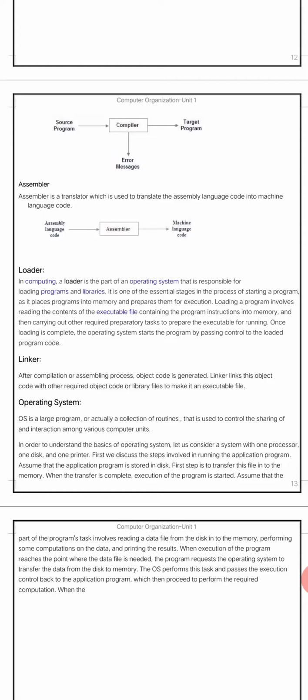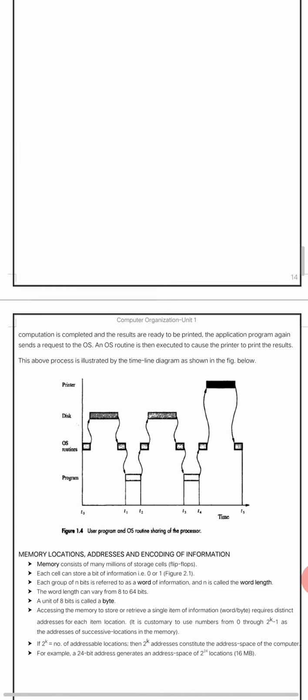For that purpose, the operating system transfers the data from the disk to the memory. After that, the operating system performs disk tasks and passes the execution control back to the application program, which then proceeds to perform the required computation, nothing but print the document. So see this diagram.